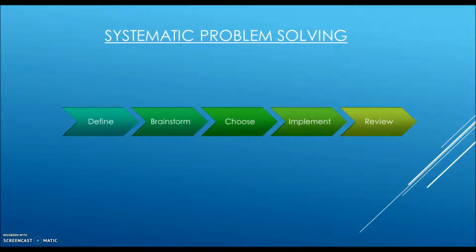The systematic problem-solving steps that we decided to focus on were to define the problem, to brainstorm our possible solutions, to choose the best possible solution that we've come up with, implement this solution against the others to make sure that it's the best, and then review it to see what we could do better next time, and to make sure that we've made the best choice.